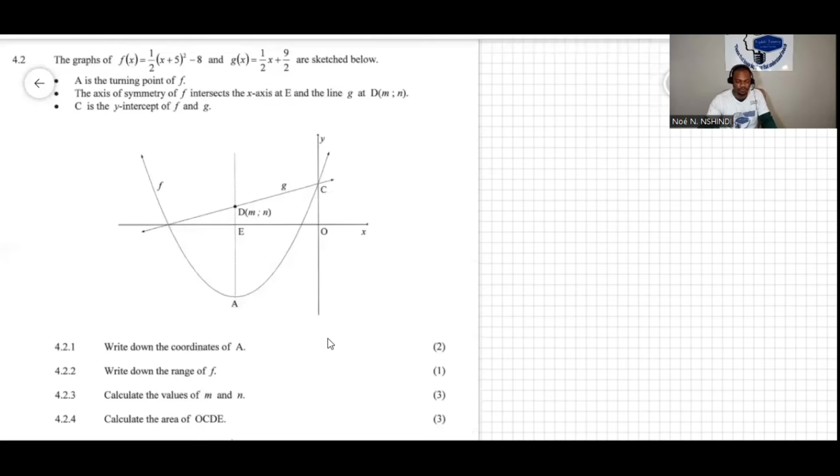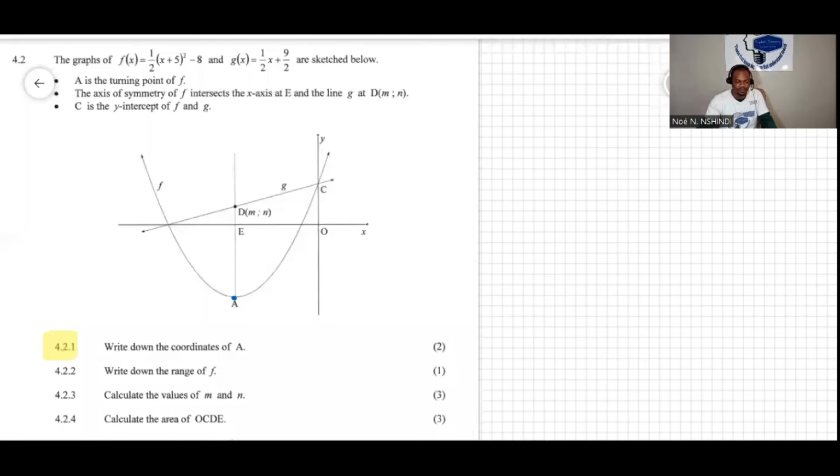Now, question 4.2.1 here says write down the coordinate of A. Okay, so we need to find the coordinate of A, this point here. I'm going to write the question over here. Question 4.2.1, A is x, y. Those are the coordinates we need to find.